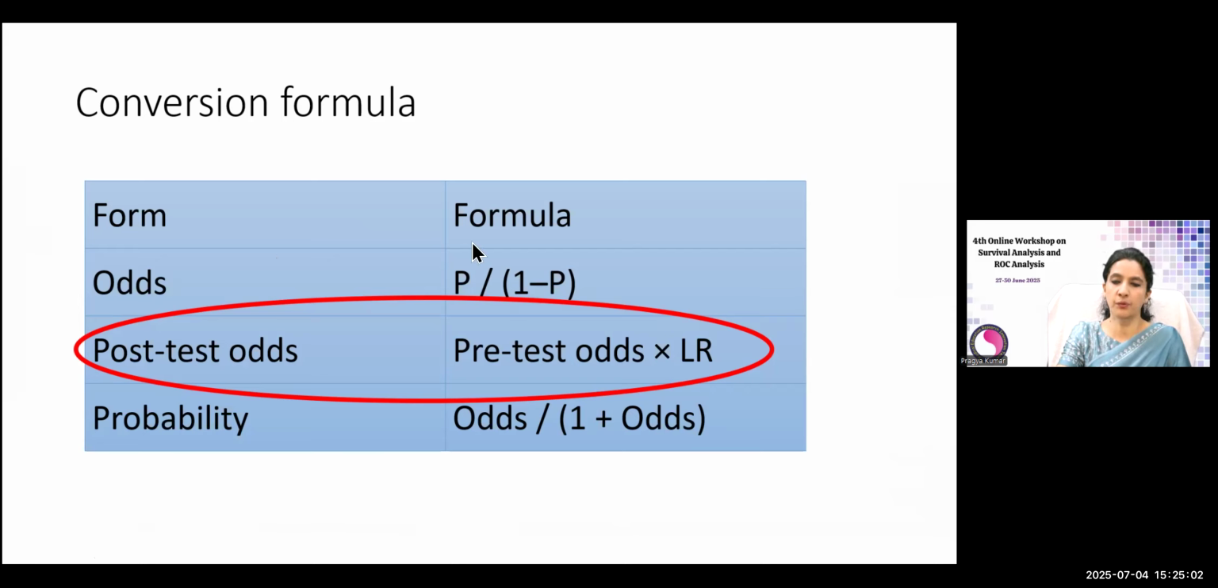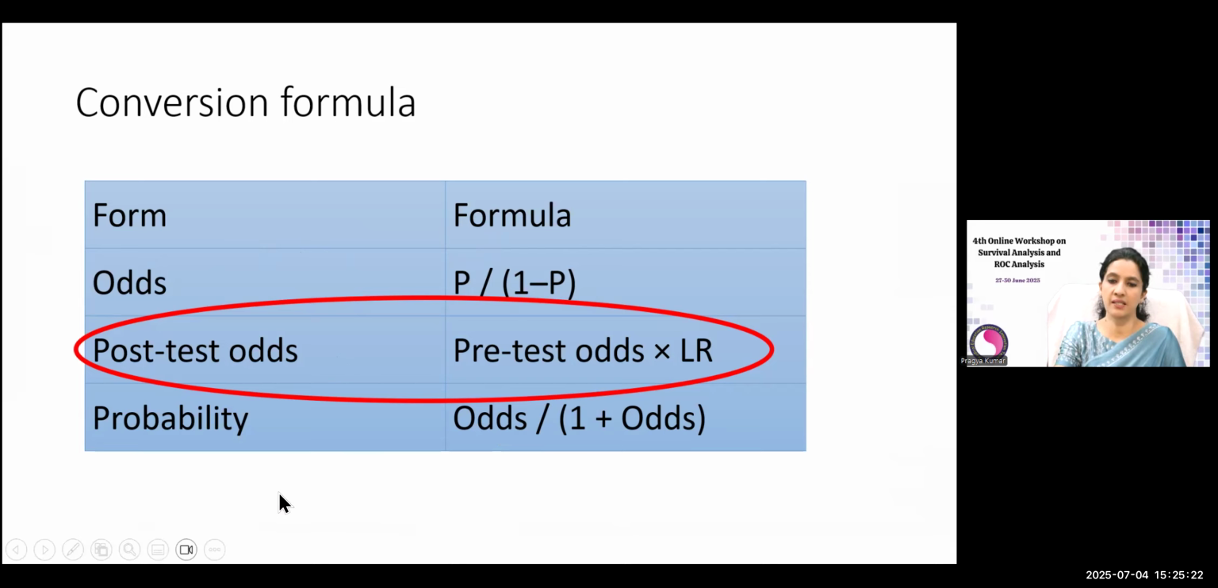So if you know the probability, you can convert that to odds. So odds is equal to probability divided by 1 minus probability. Similarly, probability is odds divided by 1 plus odds. So how are these probability and LR ratios correlated?